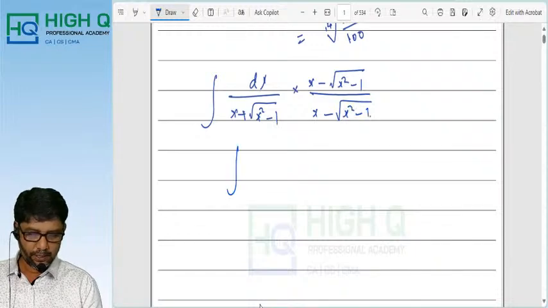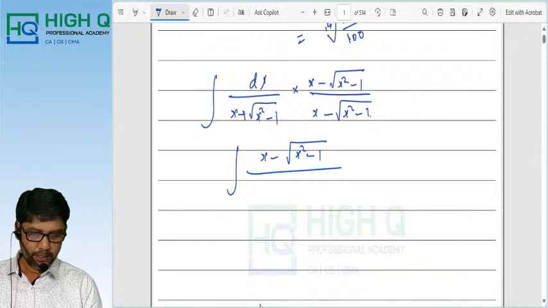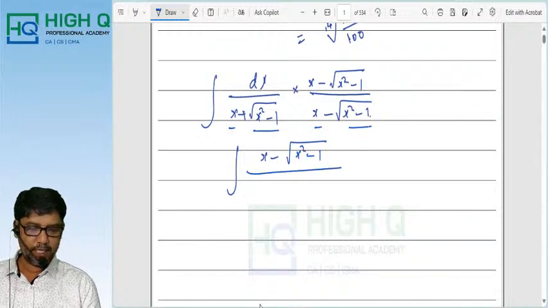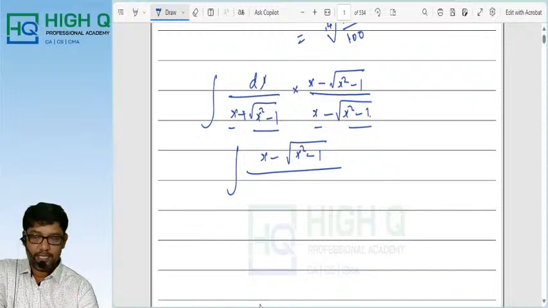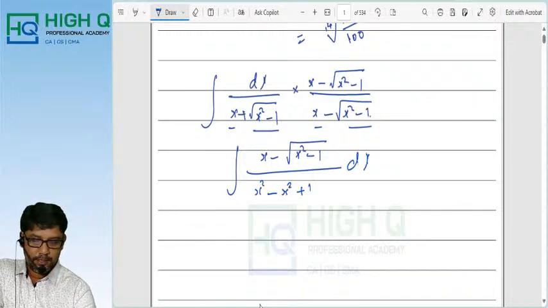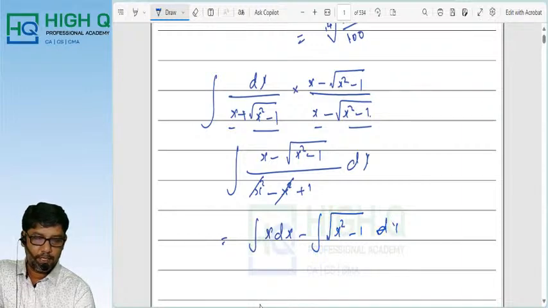Now tell me what is it? x minus root of x square minus 1 divided by (a plus b)(a minus b). What is a plus b into a minus b? a square minus b square. Am I right, my dear? dx. Cut. So it is simply integral of x dx minus integral of root of x square minus 1 dx.